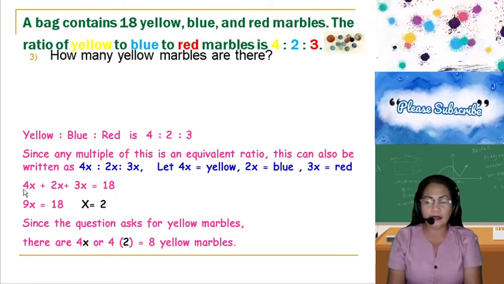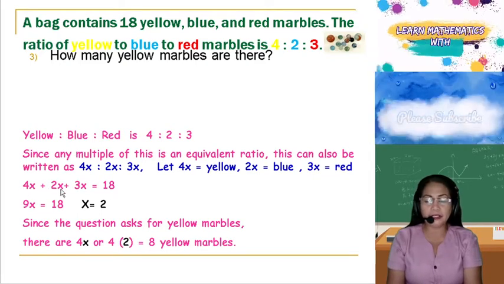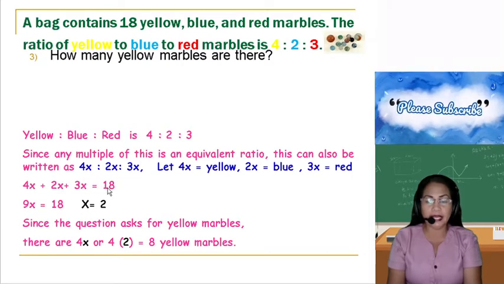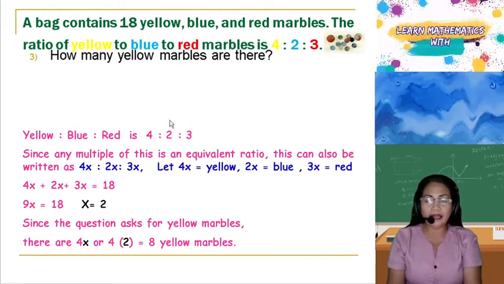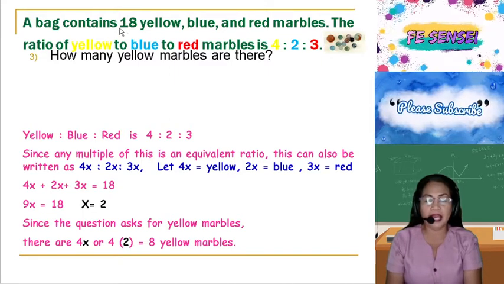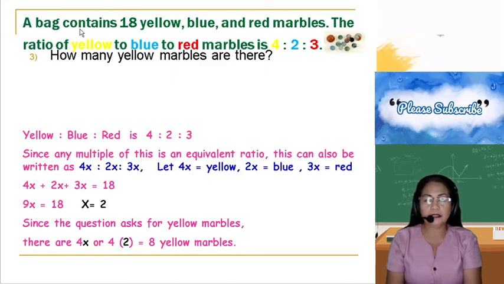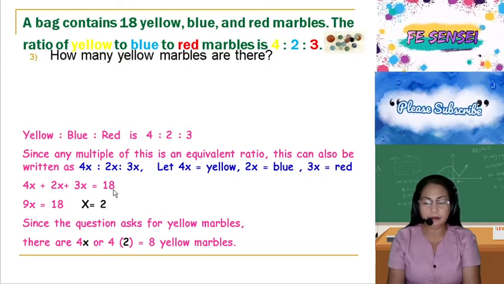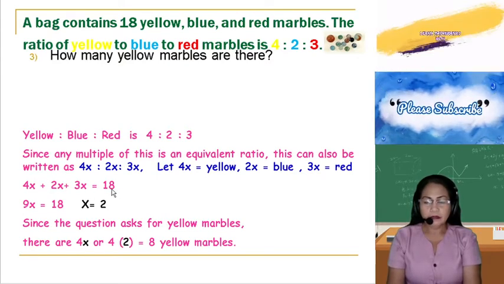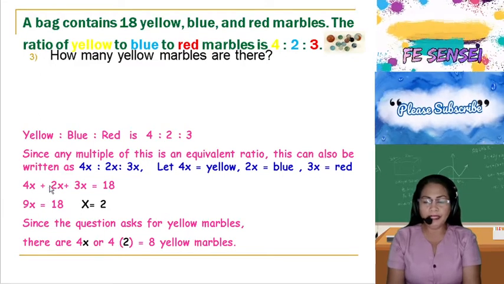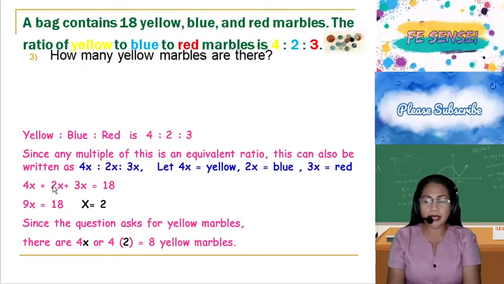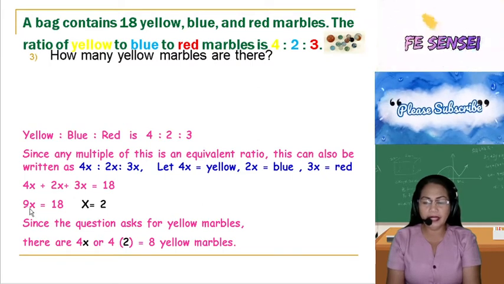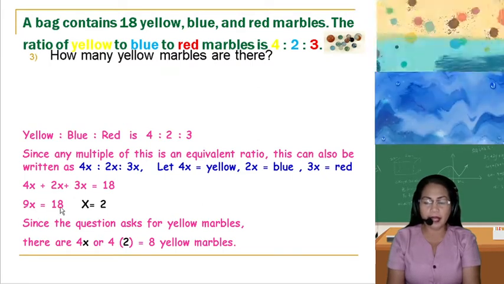So 4x plus 2x plus 3x equals 18. Why 18? Because there are 18 marbles in the bag. Then 4 plus 2 equals 6, plus 3 equals 9. So we have here 9x equals 18.